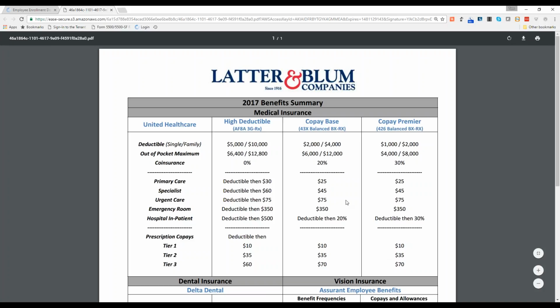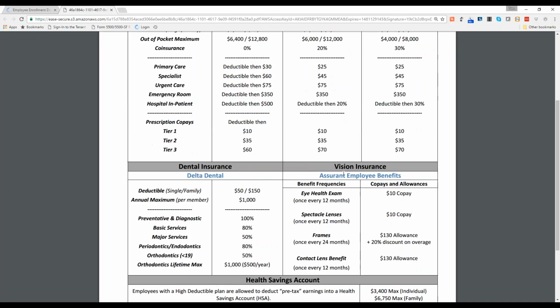So these copayments, like I said, also go towards the out-of-pocket maximum. These copayments for prescription drugs represent the maximum cost of a 30-day supply of those drugs based on the tier. And the plans, like I said, are exactly the same plans that were in place last year. So if you're familiar with how they worked last year, hopefully this will be familiar for you as well.